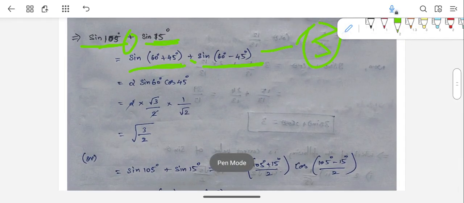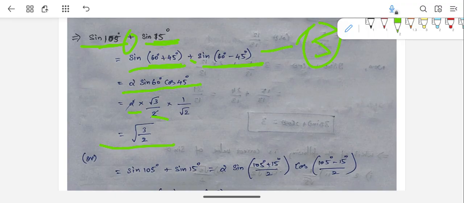So that's why here I have also written the same. Here a is 60, b is 45, right? So 2 sin 60 cos 45. When you substitute the values, 2 into sine 60 is nothing but root 3 by 2, and cos 45 is nothing but 1 by root 2. So this 2 and this 2 will get cancelled. That's why the final value will be root 3 by 2, right?